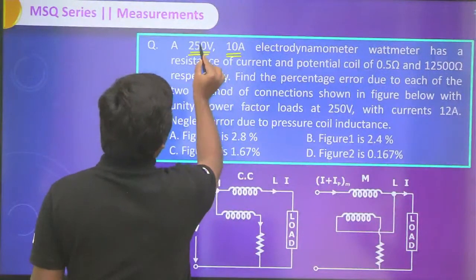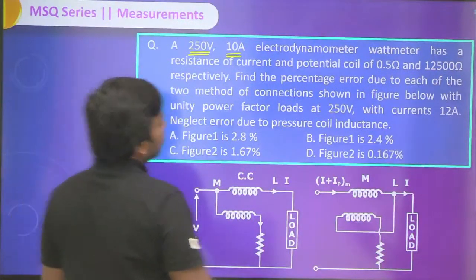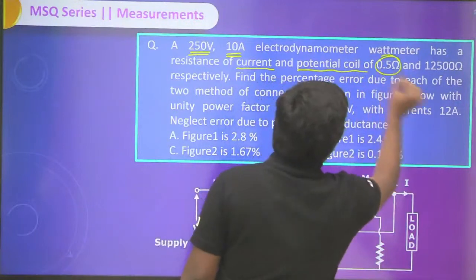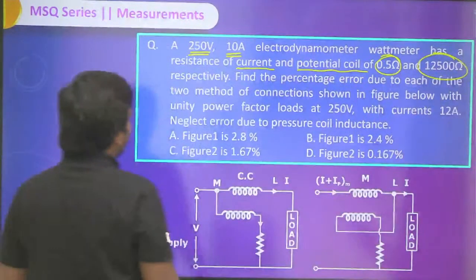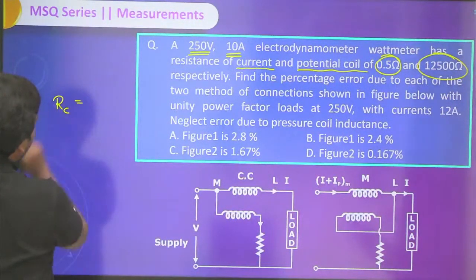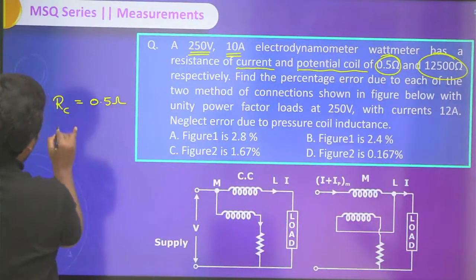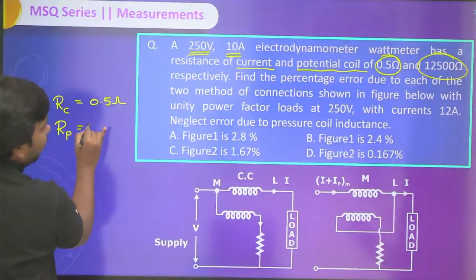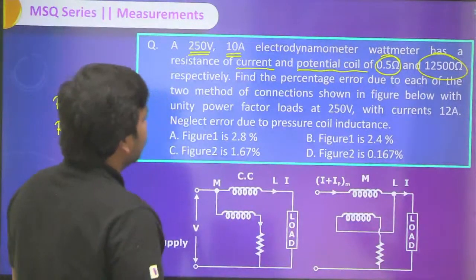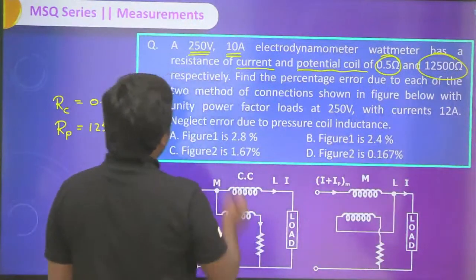A 250 volt, 10 ampere electrodynamometer wattmeter has a current coil resistance of 0.5 ohm and a potential coil resistance of 12,500 ohm. So the resistance of the current coil, RC, is 0.5 ohm, and the resistance of the potential coil is 12,500 ohm. Find the percentage of error due to each of the two methods of connection shown in the figures below, with unity power factor.